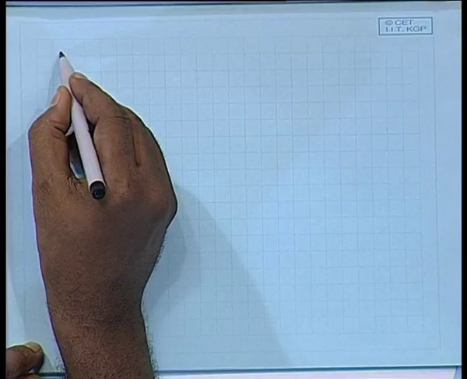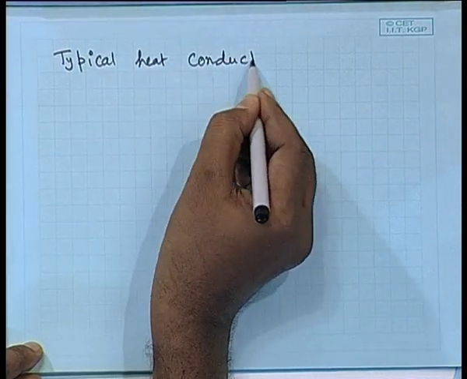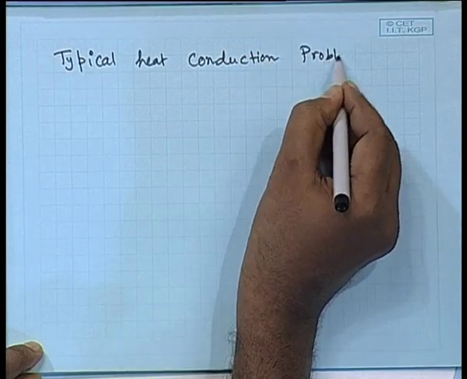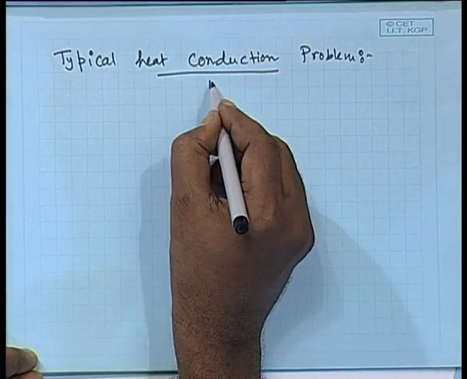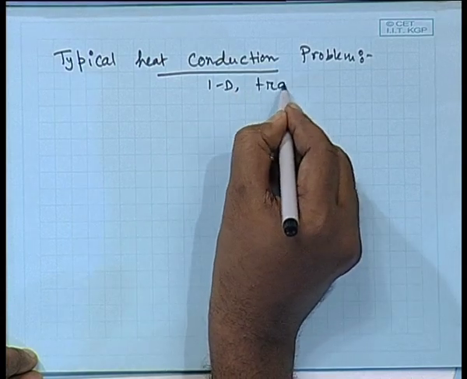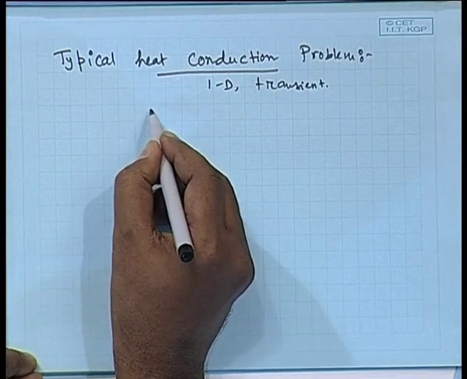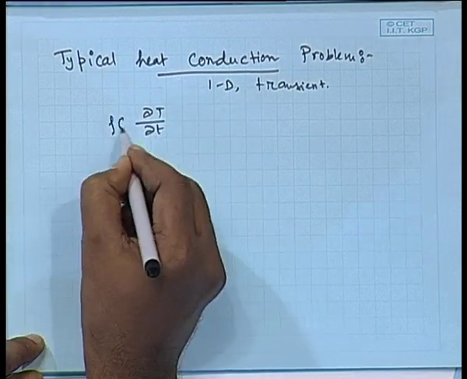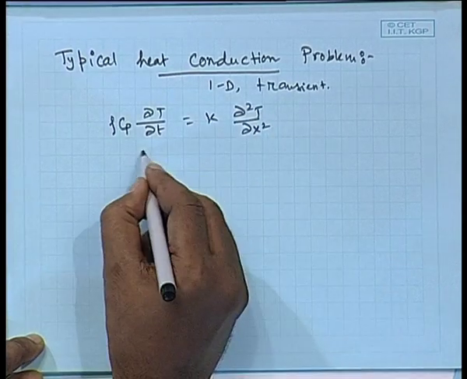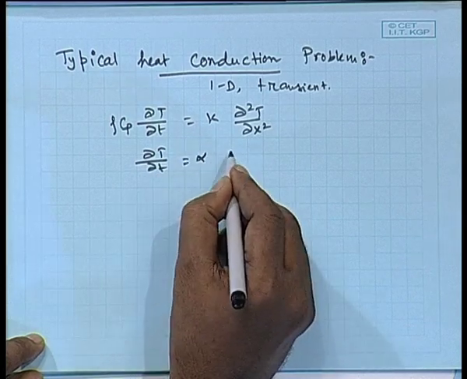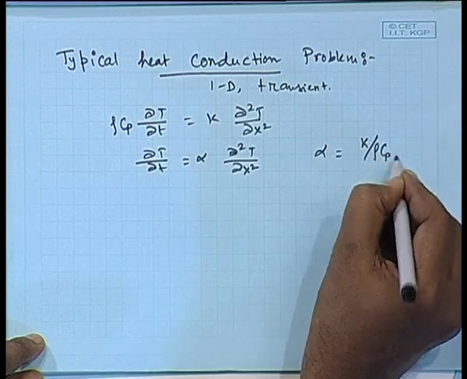Now, let us look into a typical heat conduction problem. If you do the energy balance for a one-dimensional transient case, the governing equation of the energy equation becomes rho Cp del T del t is equal to K del square T del x square. So, this becomes del T del t is equal to alpha del square T del x square. Alpha is known as the thermal diffusivity, K by rho Cp.